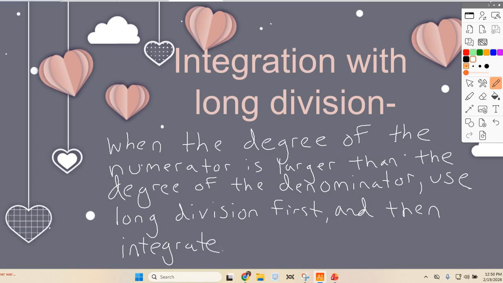So again, remember that we're just building this toolbox of different methods that we can use to integrate things. First we had our power rule, then we learned our trig rules, we learned how to use u sub. We're just trying to build it out so we can integrate more and more things. And if we run into a place where the degree of the top is bigger than the degree of the bottom, we're trying to add in another way that we can integrate that stuff.